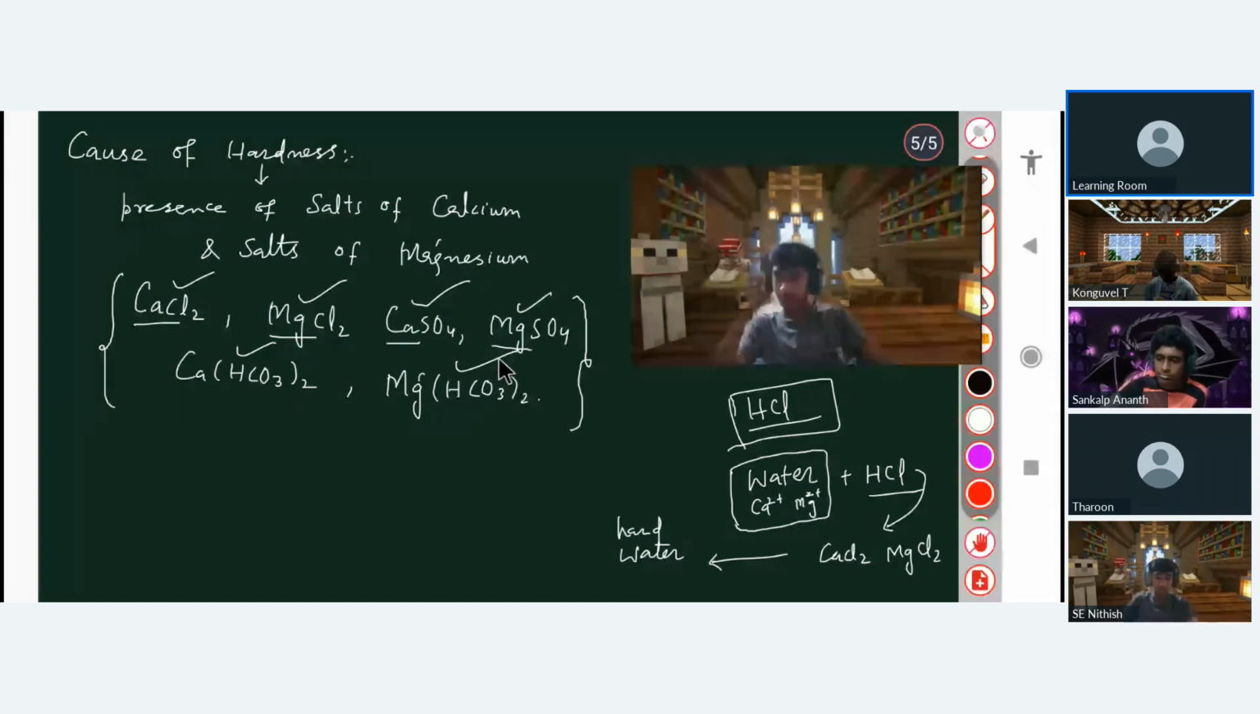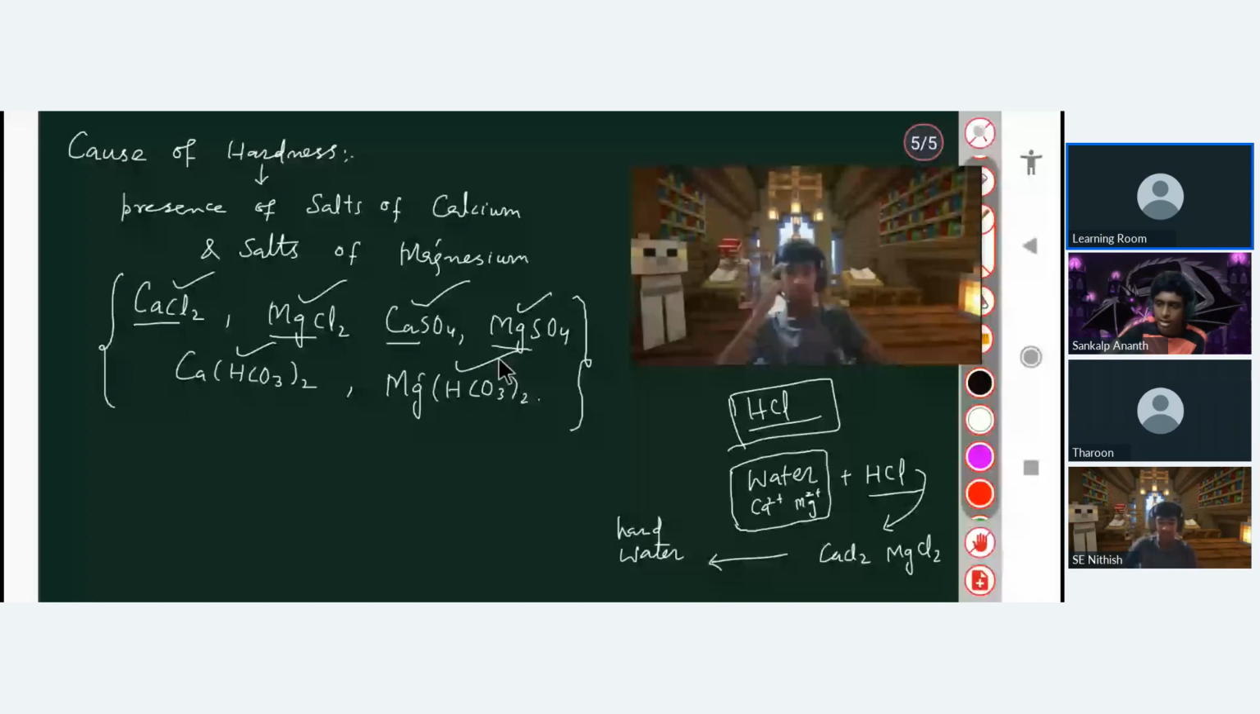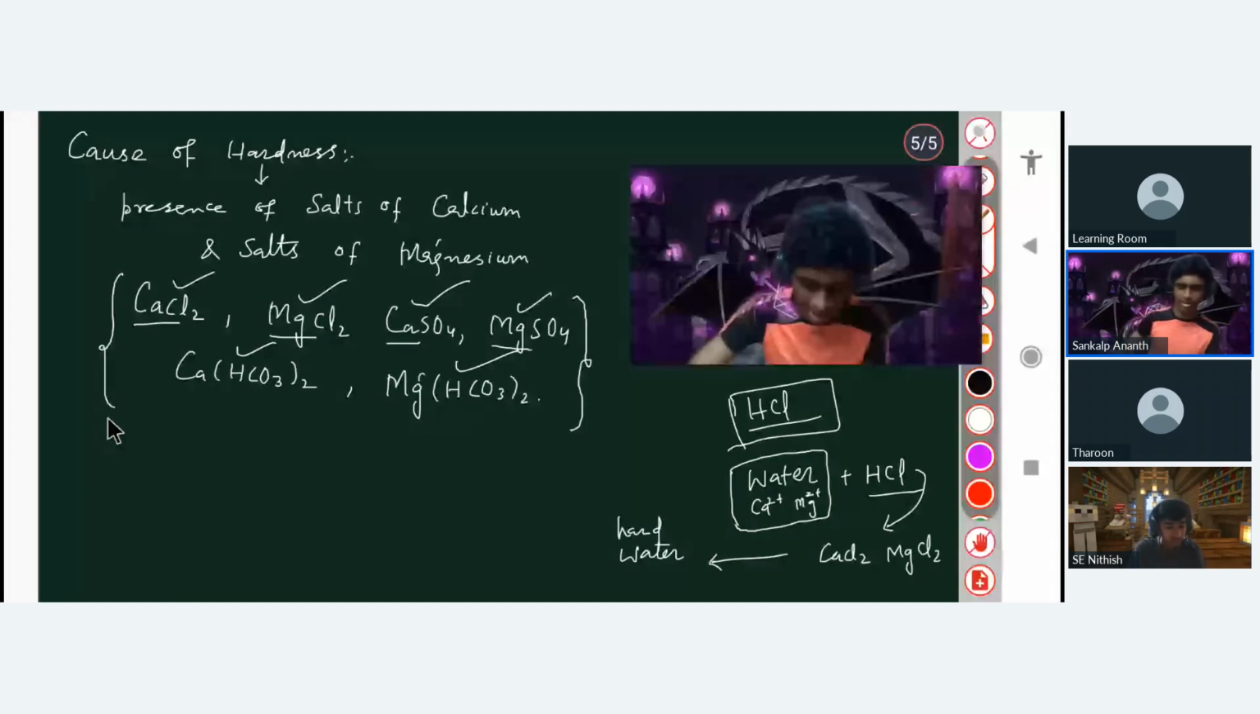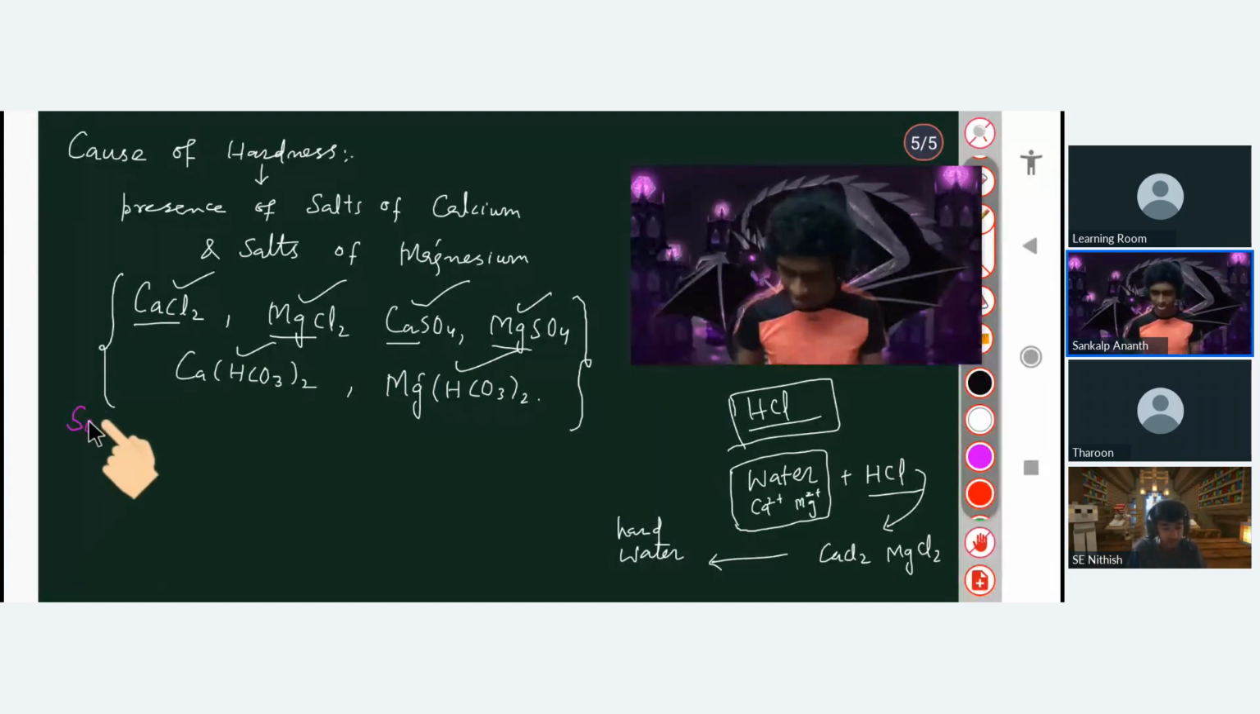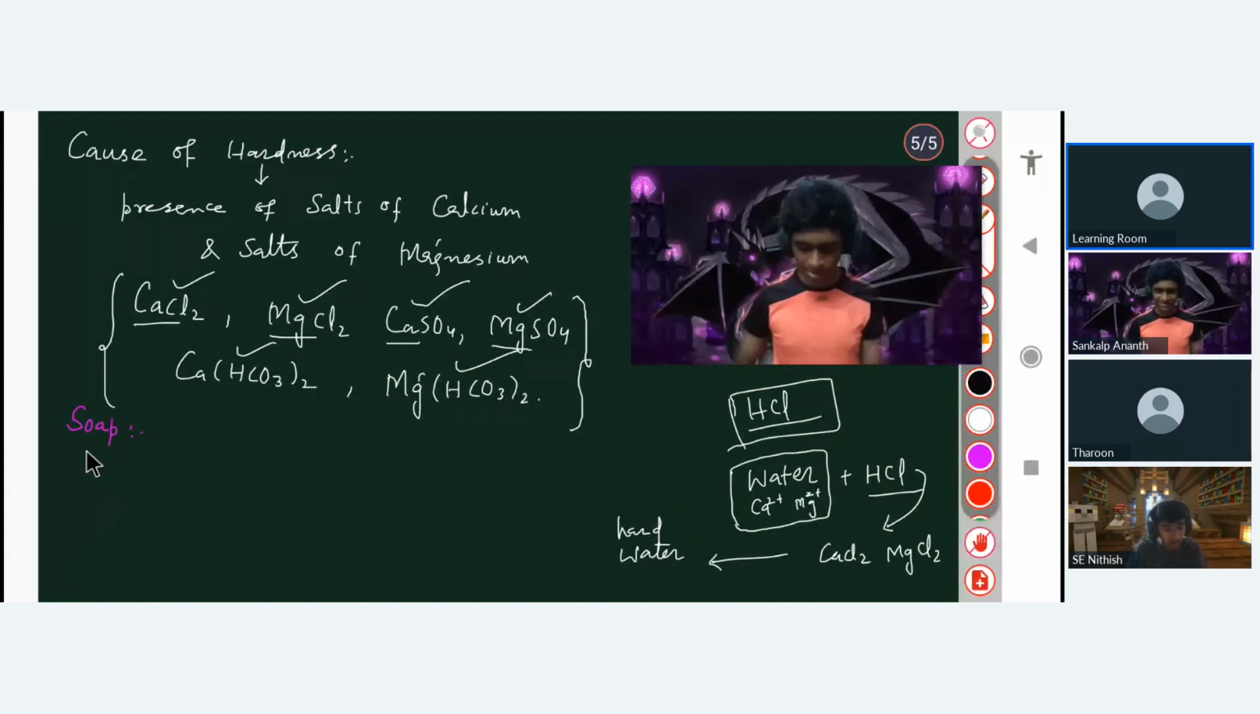What actually happens here? Sir, can you tell me? I think it is because these salts occupy the space in between, those empty spaces, right, sir? I think it occupies that, which makes the thing very rough. That's why it becomes hard water. No, that is not the actual reason. So first, tell me what is actually soap. Can you define soap?